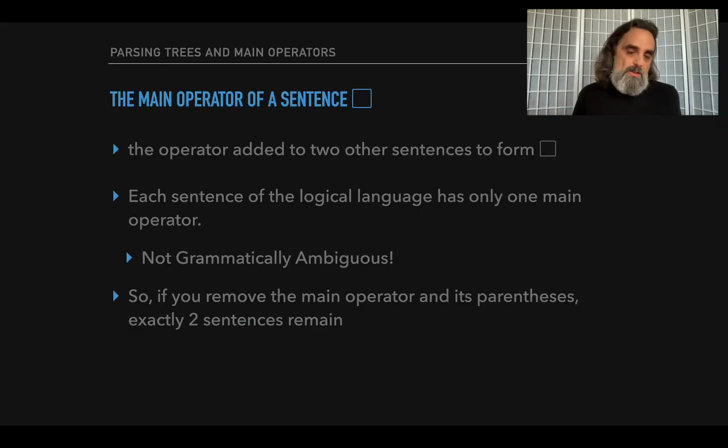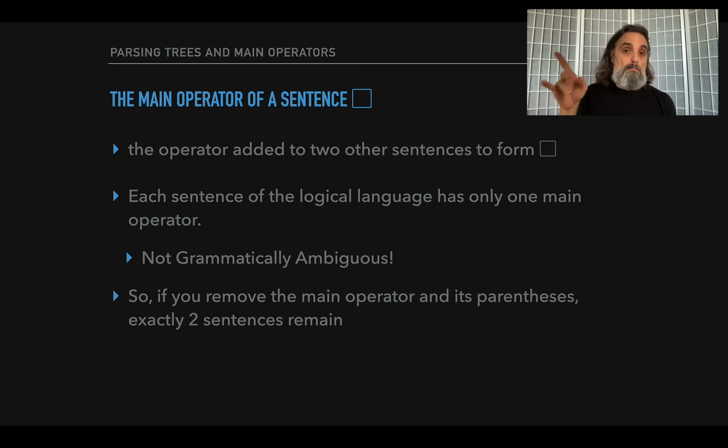So the definition of the main operator, if we have a sentence box, is the operator that we added to two other sentences to form box. So in each of those cases, we have a sentence. Maybe it has multiple arrows in it. Maybe it has only one. If it has only one arrow, the main operator is just that arrow. But if it has multiple arrows, then the main operator is the main conditional. It's the conditional that was added last in building the thing we're looking at, the top of that tree. It's what we added to other stuff to make the thing we're looking at.